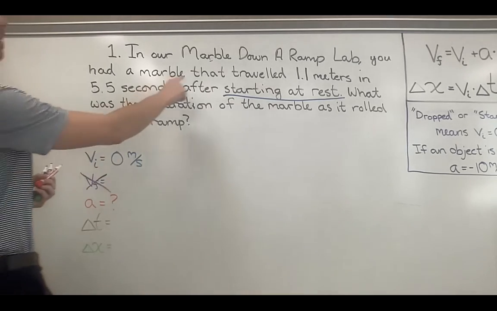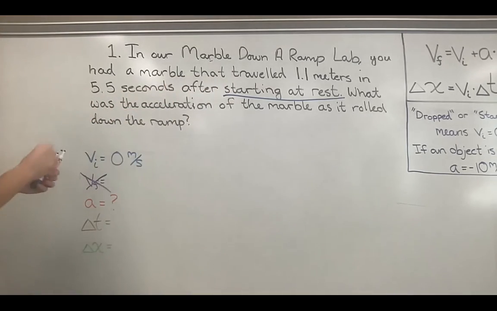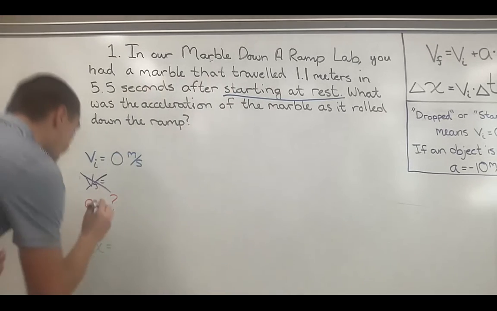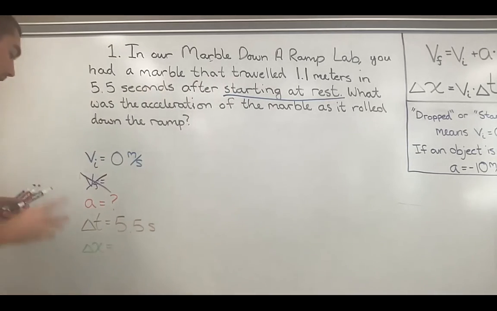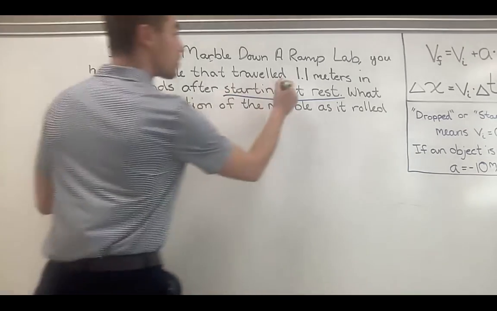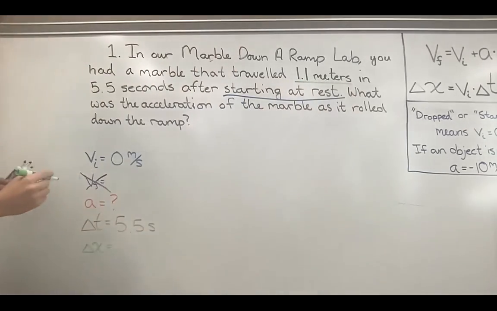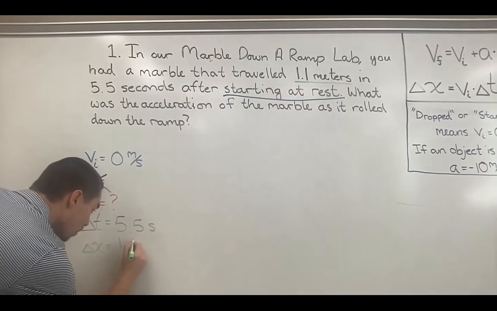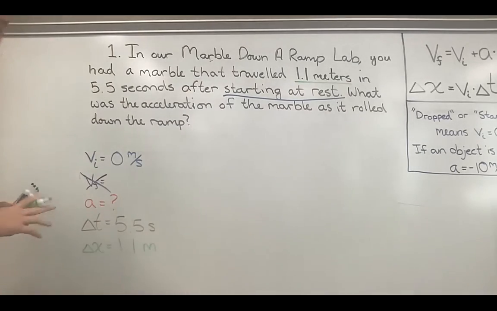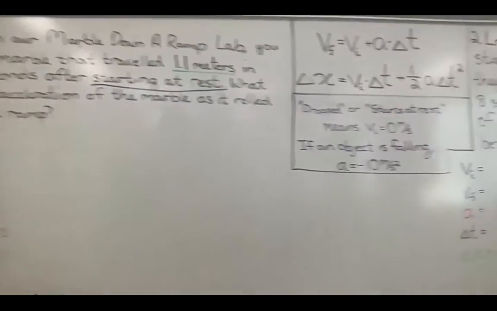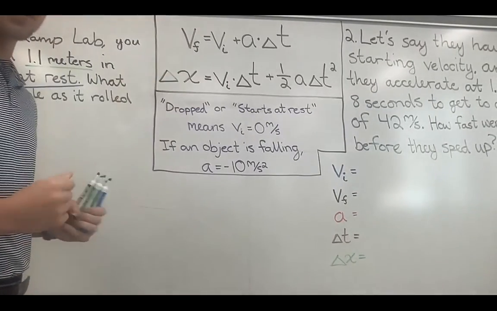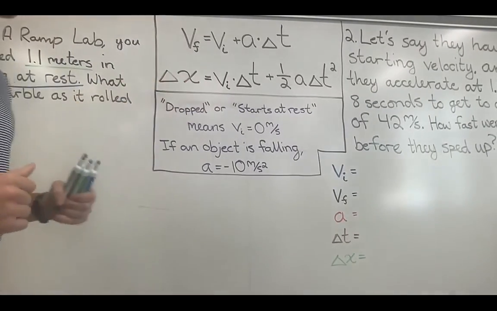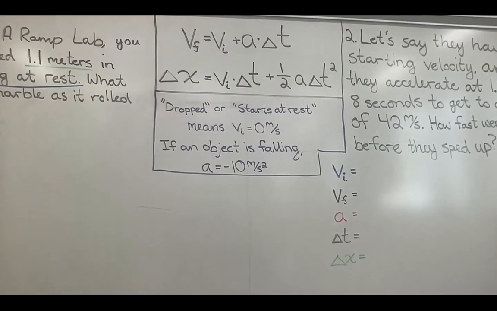Change in time, it says right here that it took 5.5 seconds to travel down the ramp. So delta t is going to equal 5.5 seconds. And then our displacement, delta x, is listed right here at 1.1 meters. And so these problems are only using the first two equations, which are vf equals vi plus a times delta t, and delta x equals vi delta t plus 1/2 a delta t squared.